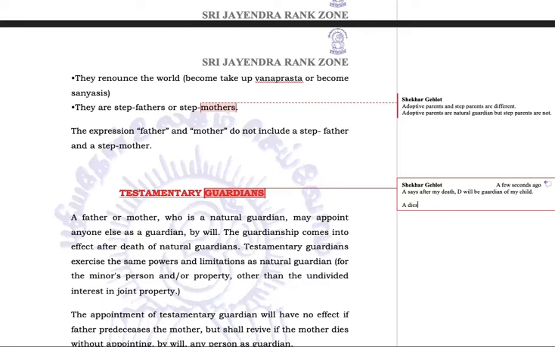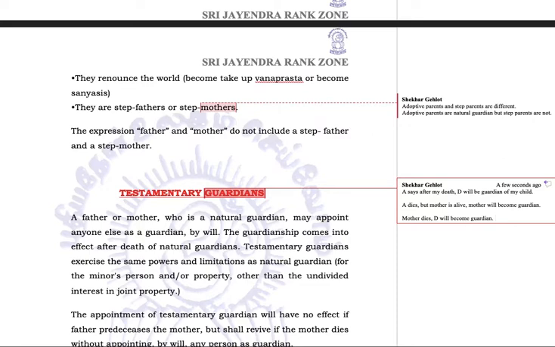A dies, but mother is alive. Mother will become guardian. Okay, he says D will become guardian after my death, but his wife is still alive, so his will not come into operation because mother is second guardian after father. So mother will become a guardian. Mother dies, D will become guardian. This is called testamentary guardian.